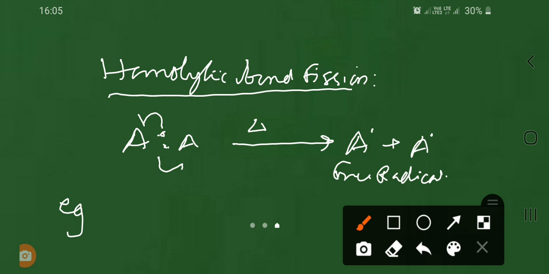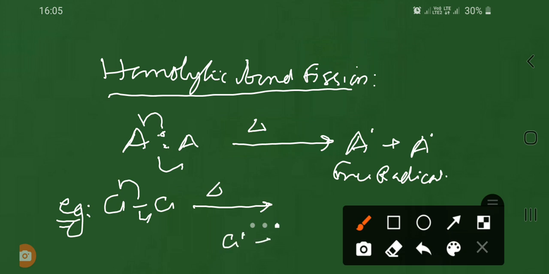In this, both the bonded atoms are identical. We can consider Cl2 as an example. Applying thermal energy causes the formation of a highly reactive reaction intermediate called free radical.